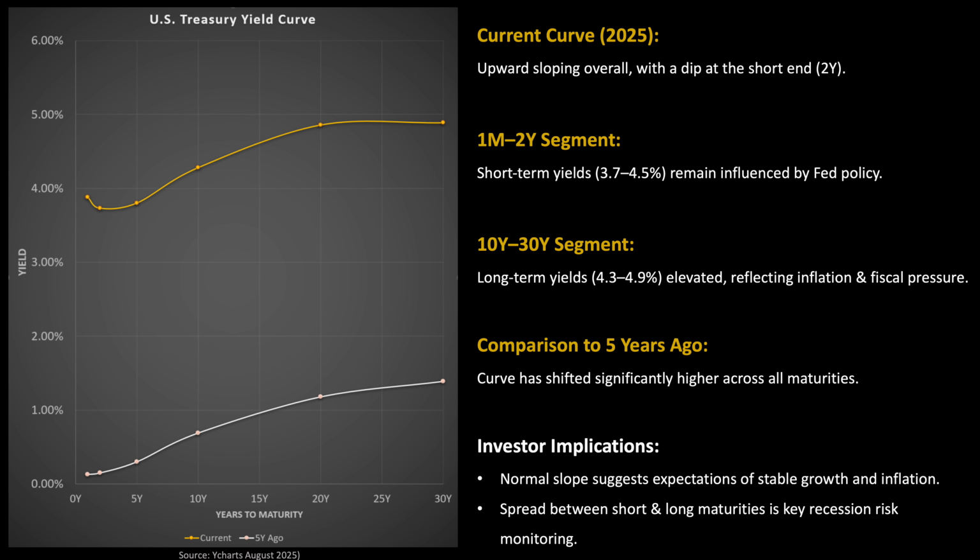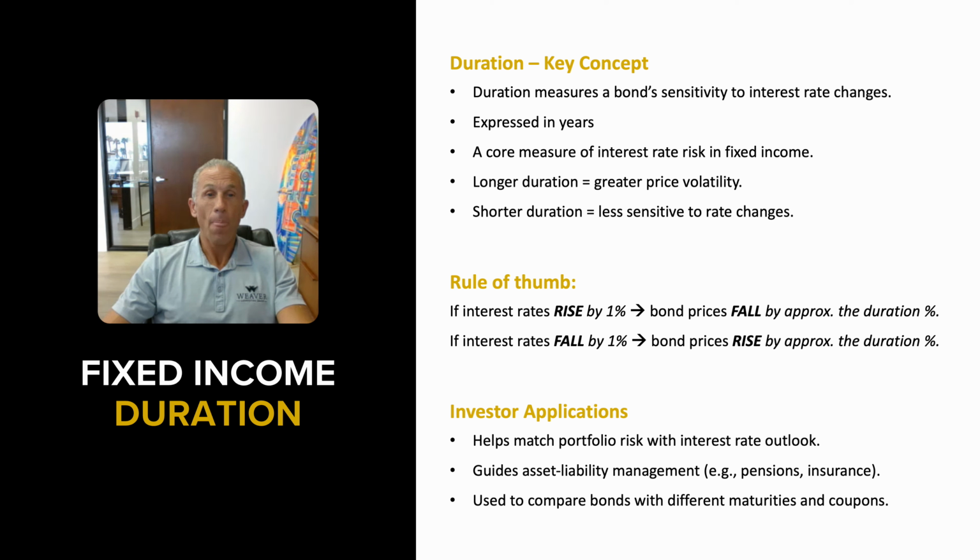If we compare that to the 5-year yield, you can see that yields are significantly higher across all maturities. The investor implication, again, is a normal slope suggests, again, stability of inflation and growth, and the spread between short-term and long-term maturities is something to monitor for risk.